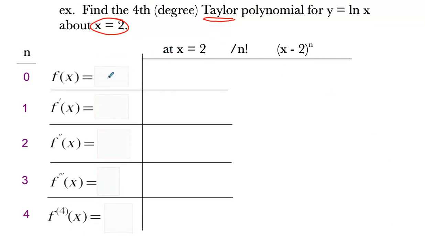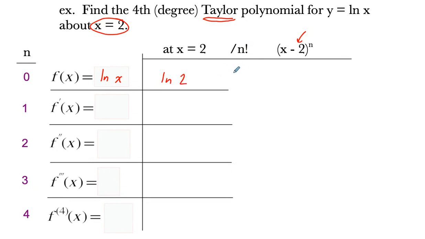We're going to evaluate our derivatives at x equals 2. We're going to divide them by the factorial number wherever we happen to be, and we're going to multiply by x minus 2 because that's where we're evaluating this polynomial, and raise to the same power. When n is 0, we don't have a derivative. We're just looking at the original function. We know what this is. The original function here is natural log of x.